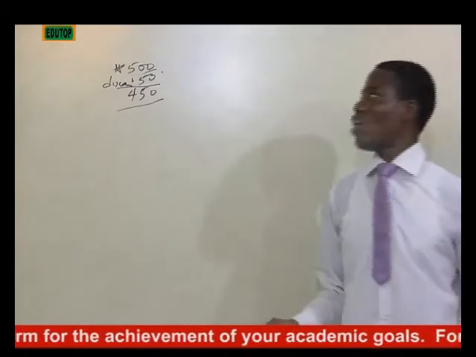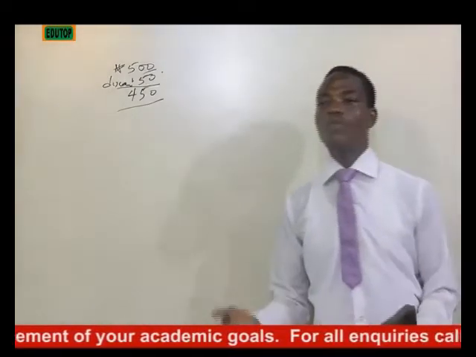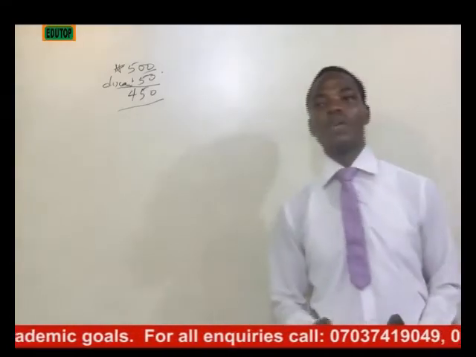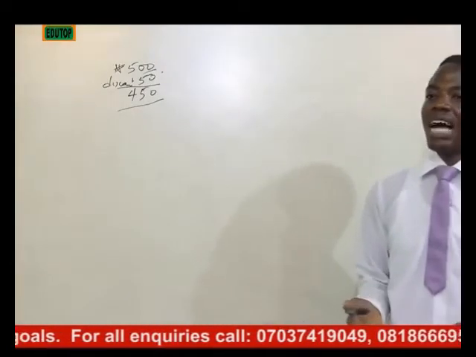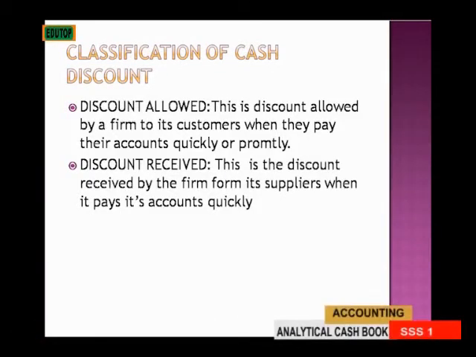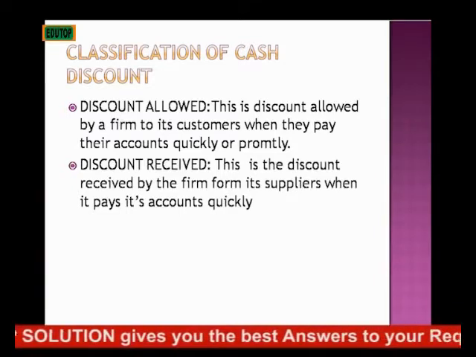Now, what are the classifications under this cash discount? We are going to do justice to them when we get to the illustration. Cash discount is classified into two: discount allowed and discount received. On whose side is each? Who allows the discount, and who receives it?